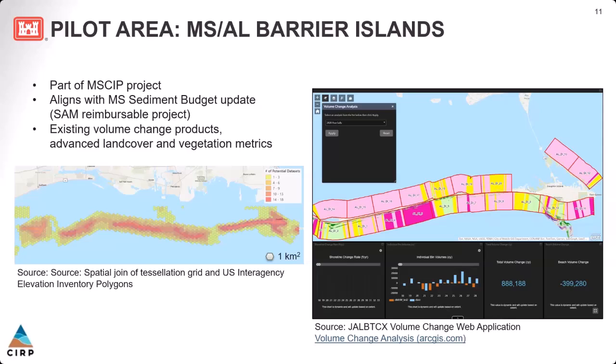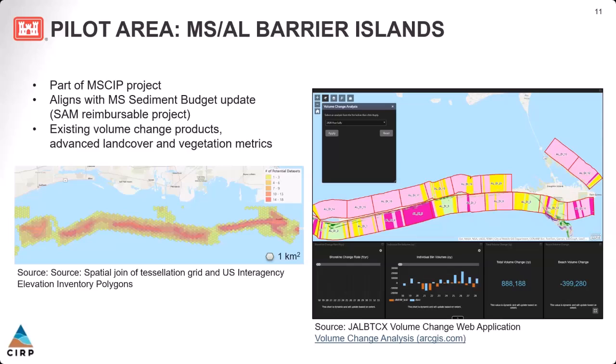There's also a lot of overlap with existing ongoing projects. For example, the MISCHIP project, and then there also is some alignment with other projects like the Mississippi Sediment Budget Update. That's a reimbursable project that Scott, in fact, is going to be leading in the next FY. And the other important consideration is that there's also existing volume change products for these areas, as well as advanced land cover and vegetation metrics.